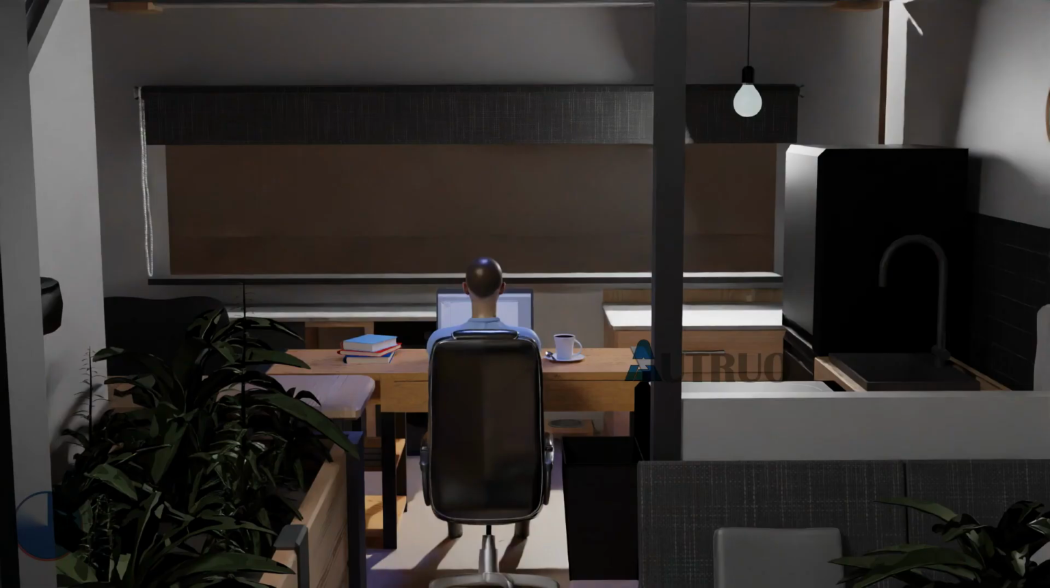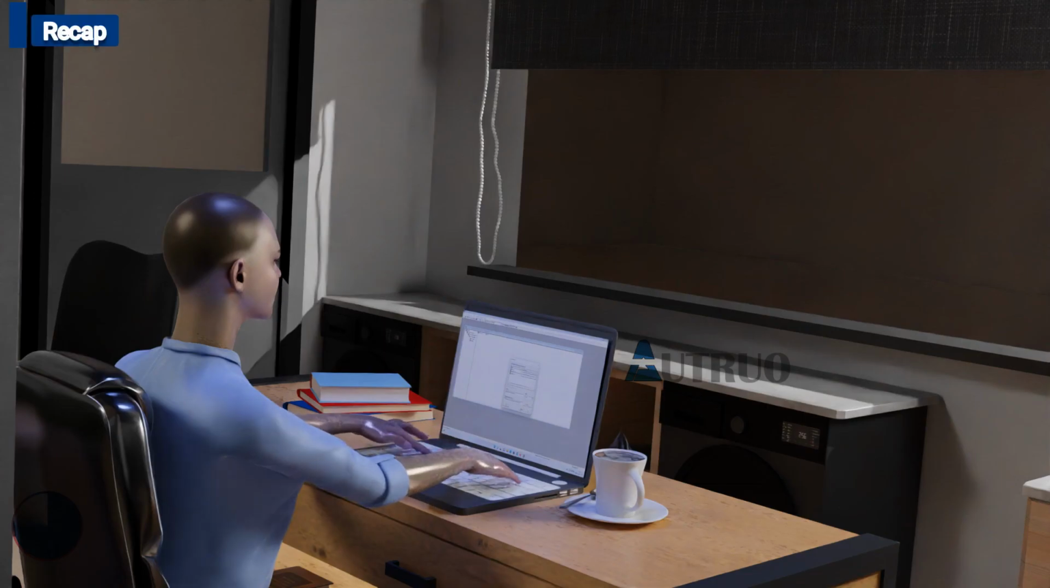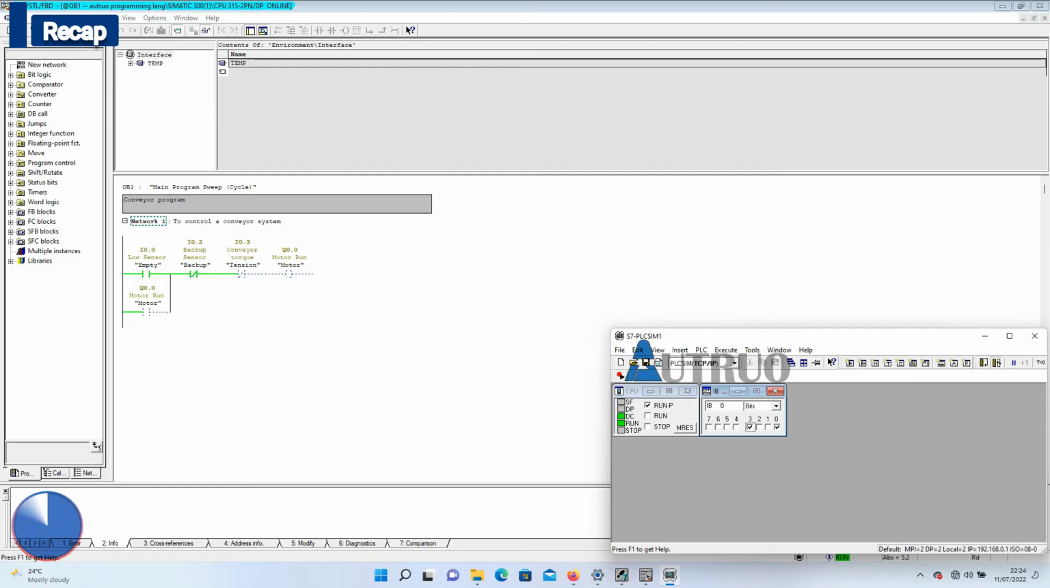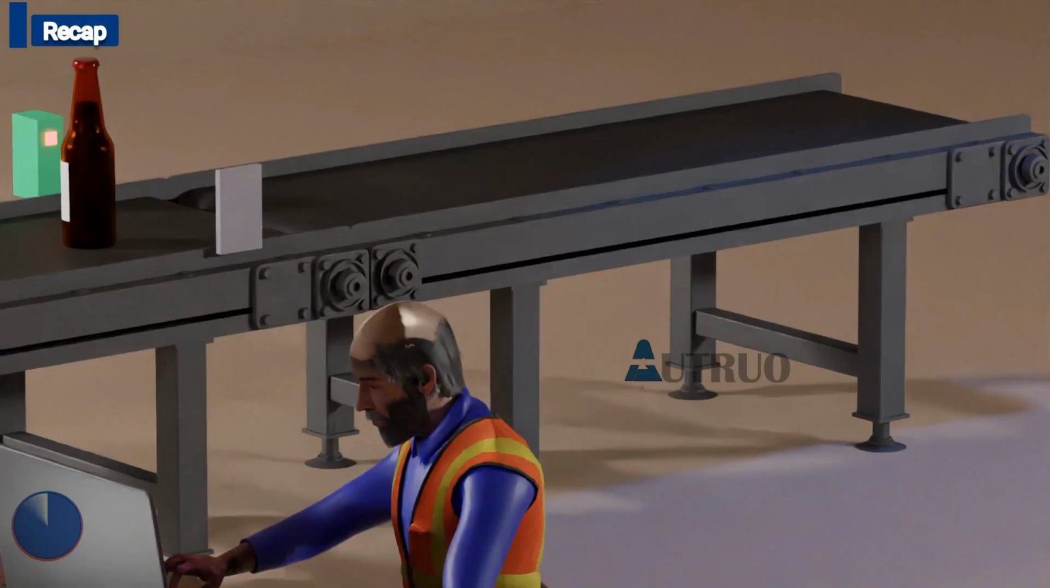Back to you, Laura. Thanks, Andrea. Let's do a quick recap. We started off looking at the bodies that regulate PLC programming languages. From there, we looked at PLC ladder logic as a whole. Finally, we ended off looking at a typical conveyor system which is programmed in ladder language.